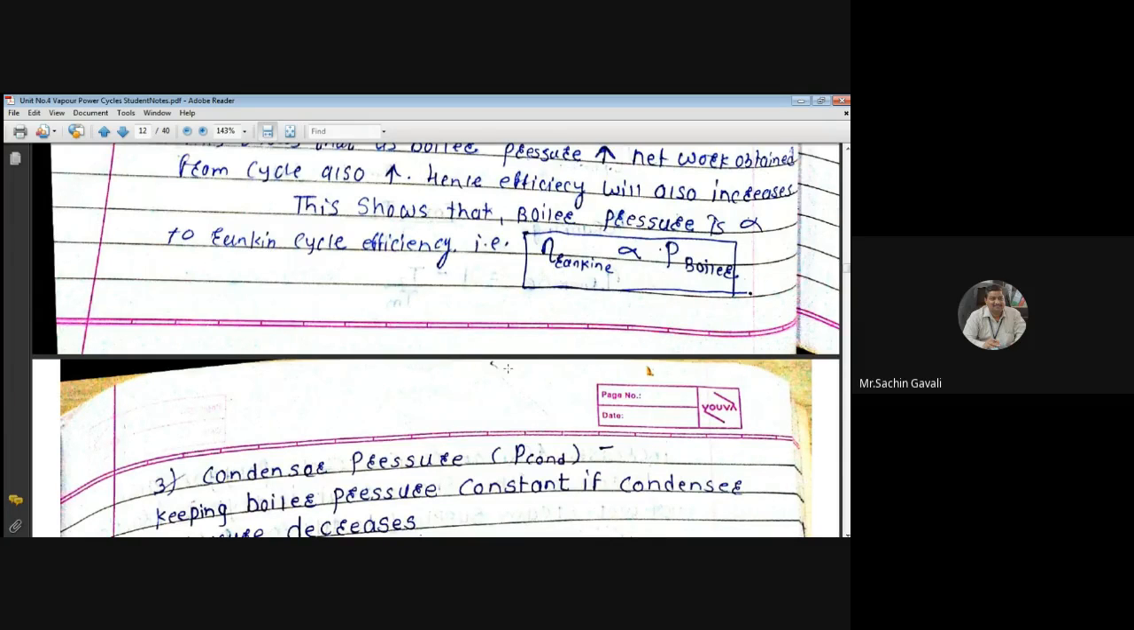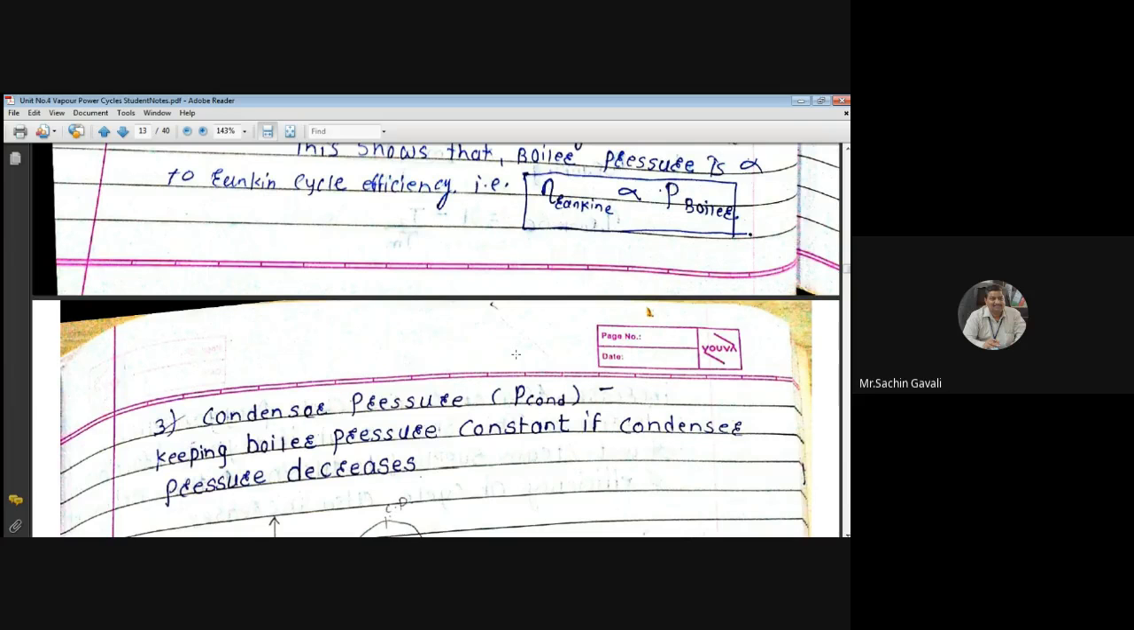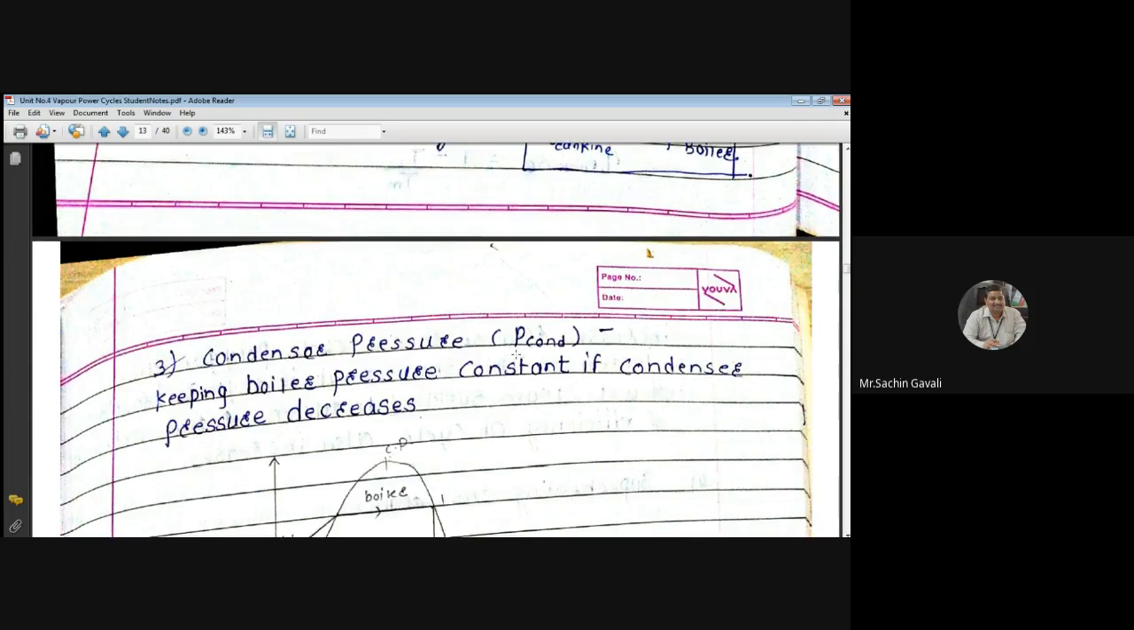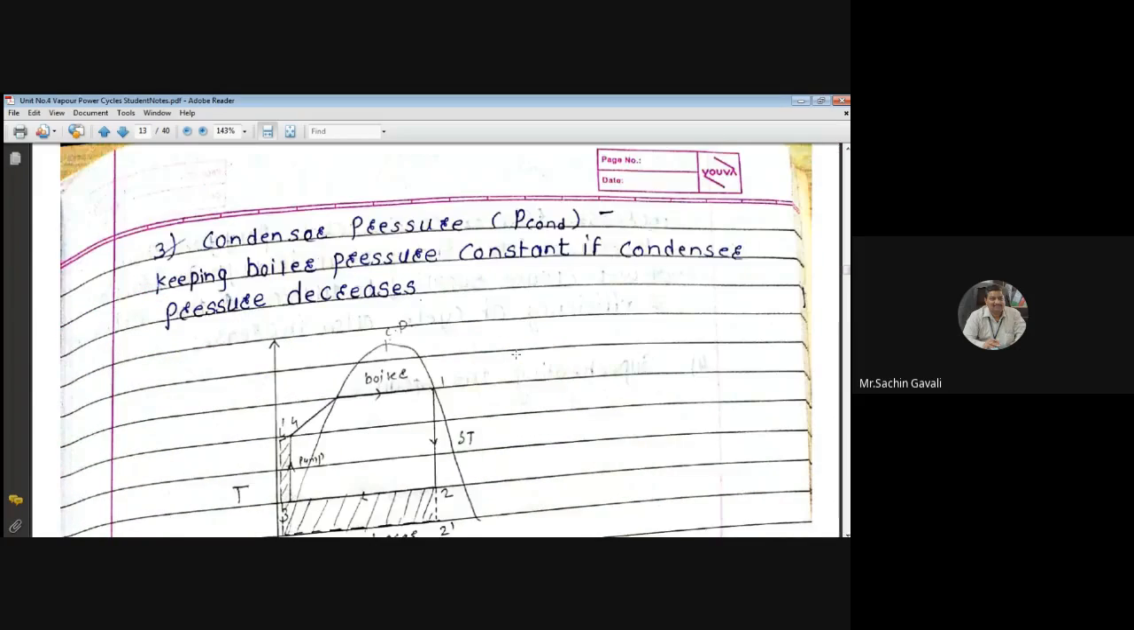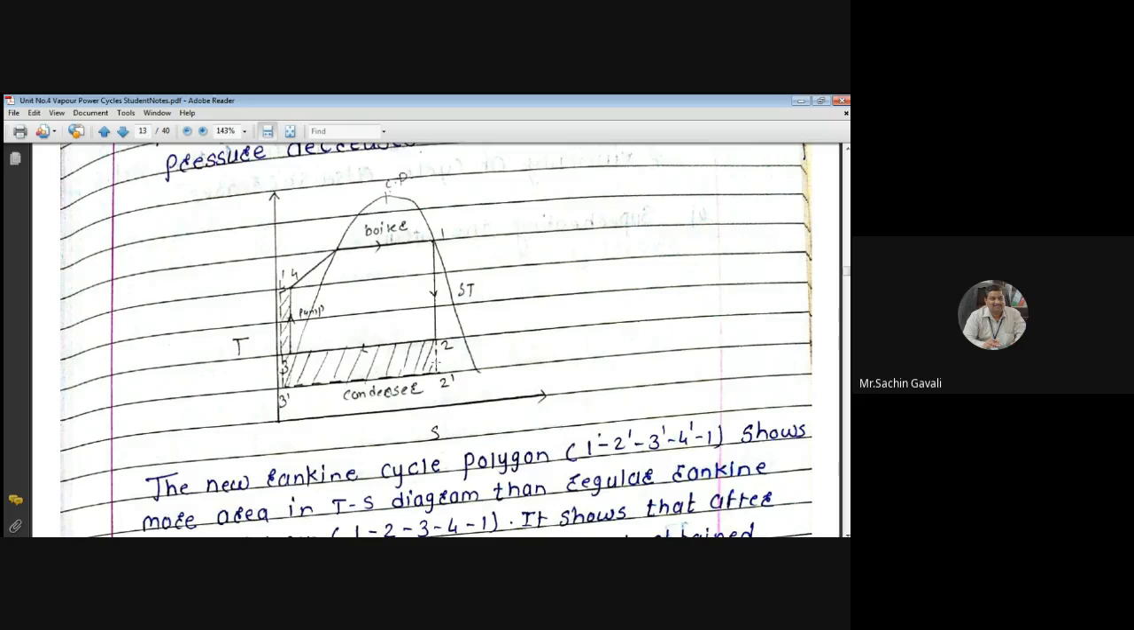So condenser pressure, keeping boiler pressure constant. If condenser pressure decreases, again the Rankine cycle polygon area goes on increasing, and then definitely as the Rankine cycle polygon is increased, the net work obtained from the cycle goes on increasing.